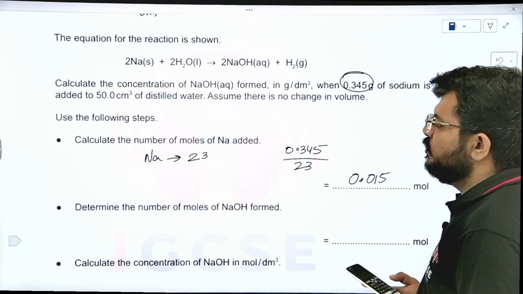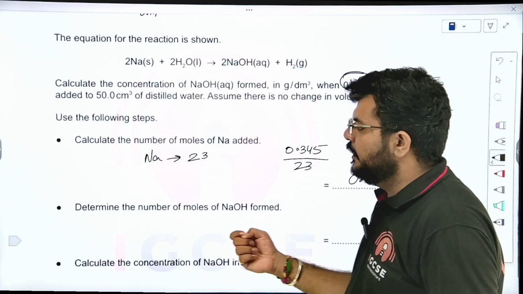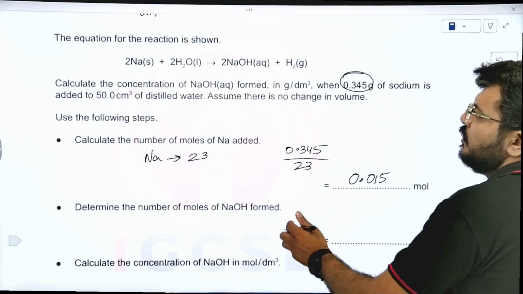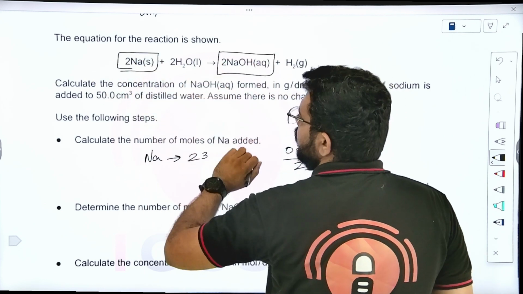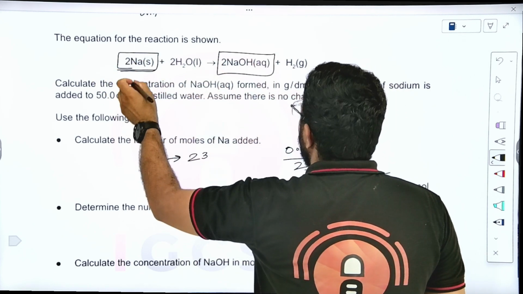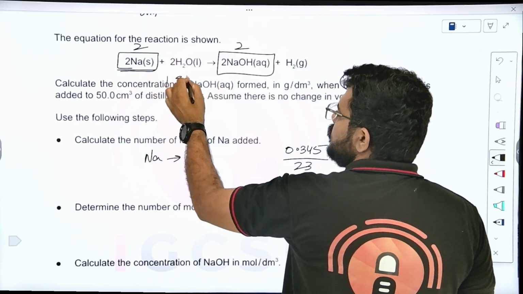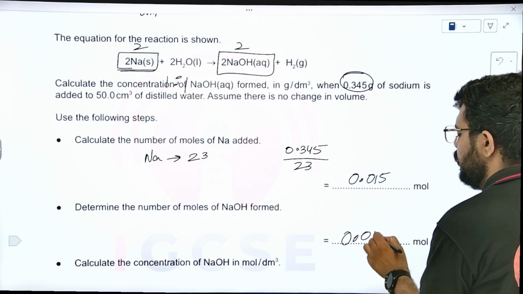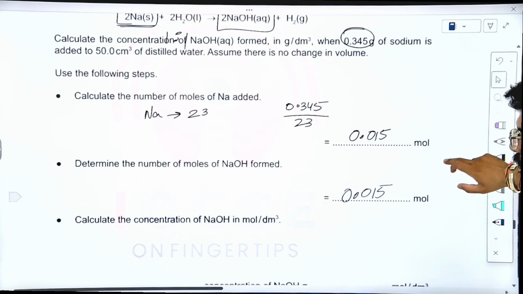So I have 0.015 mole of sodium added, right? Then determine the number of moles of sodium hydroxide formed. So for that I will look at the equation, right? In this equation, what do I find? I find that the ratio is 2:2, or rather 1:1. So how many moles of sodium hydroxide can form? 0.015 mole. Okay.